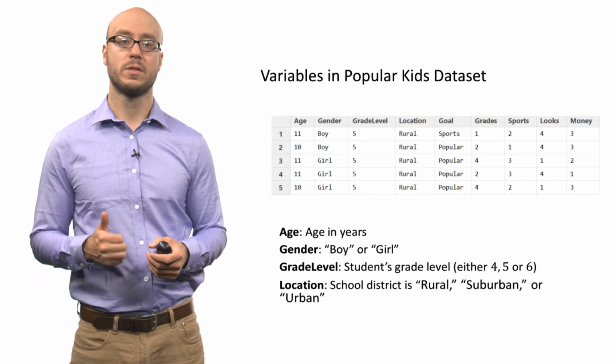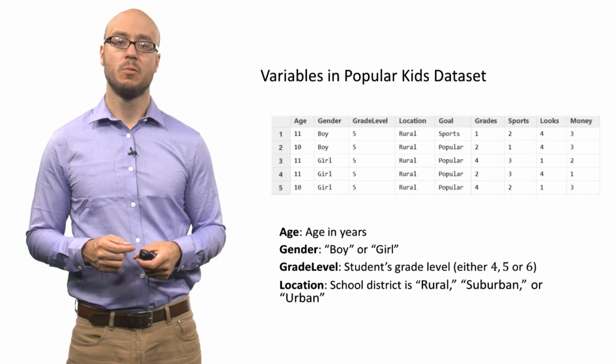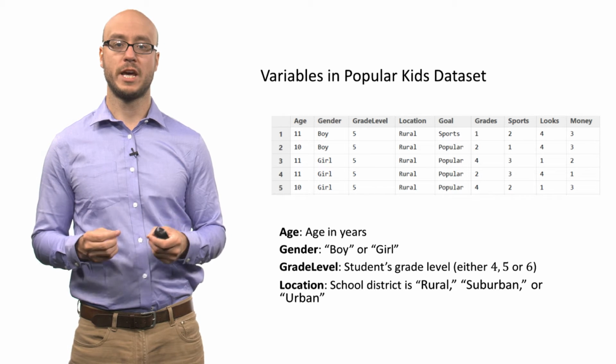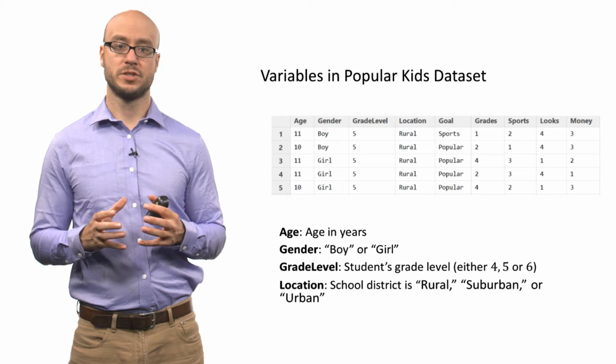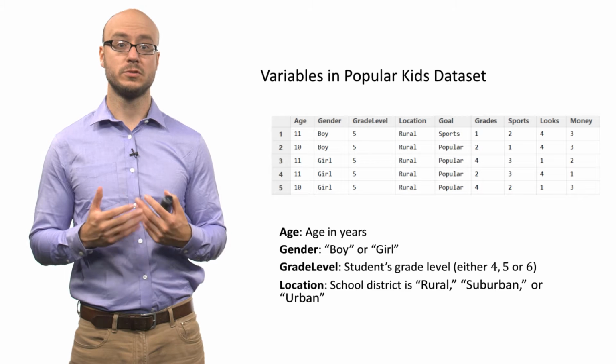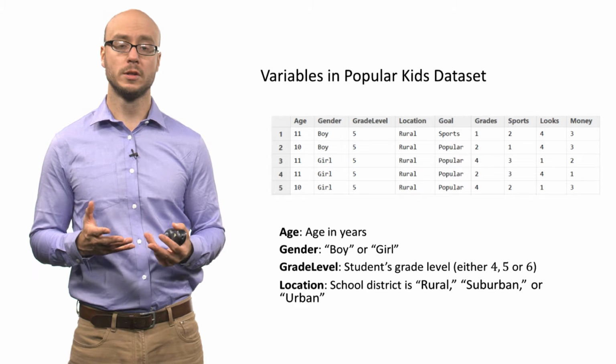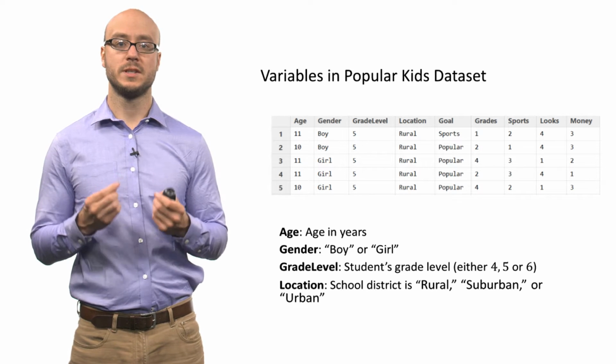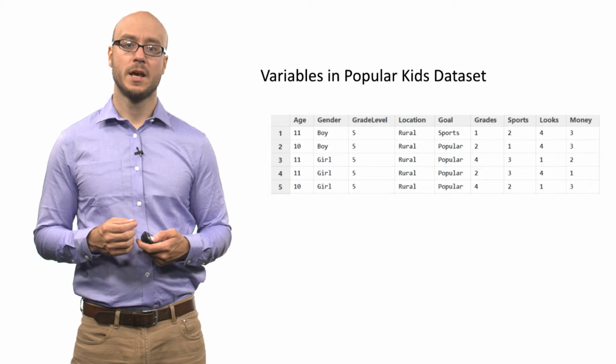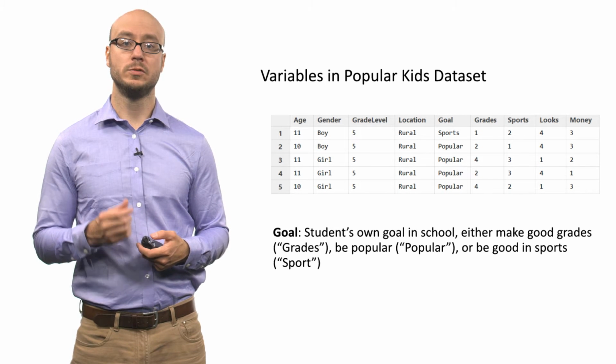They're either in the 4th, 5th, or 6th grade. We also have this variable for location. So we have information on the school district where the student is located. Is the school district rural? Is it suburban? Or is it in a city? Is it urban? The other variables we have include goal.